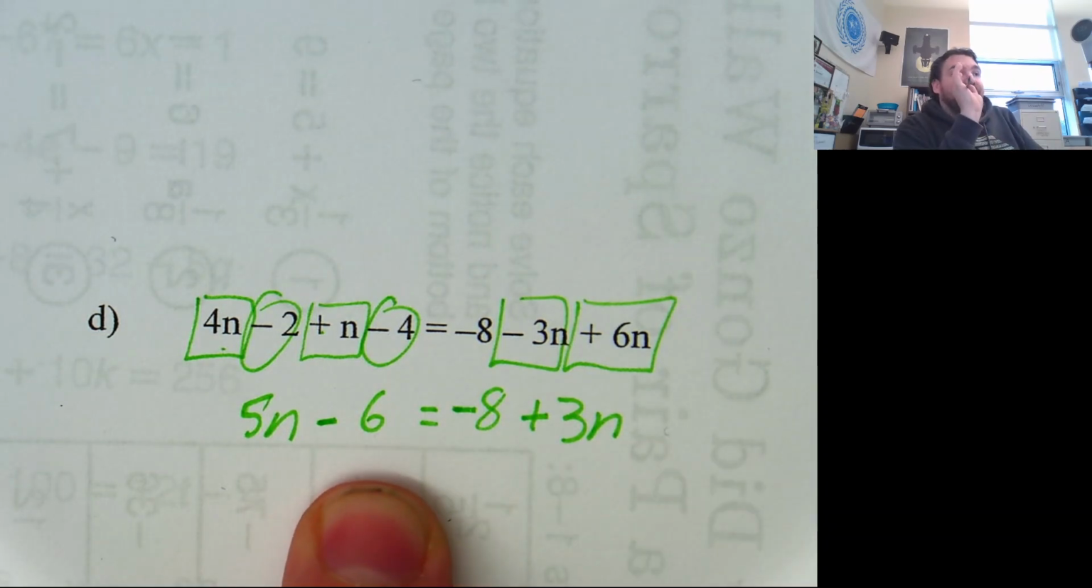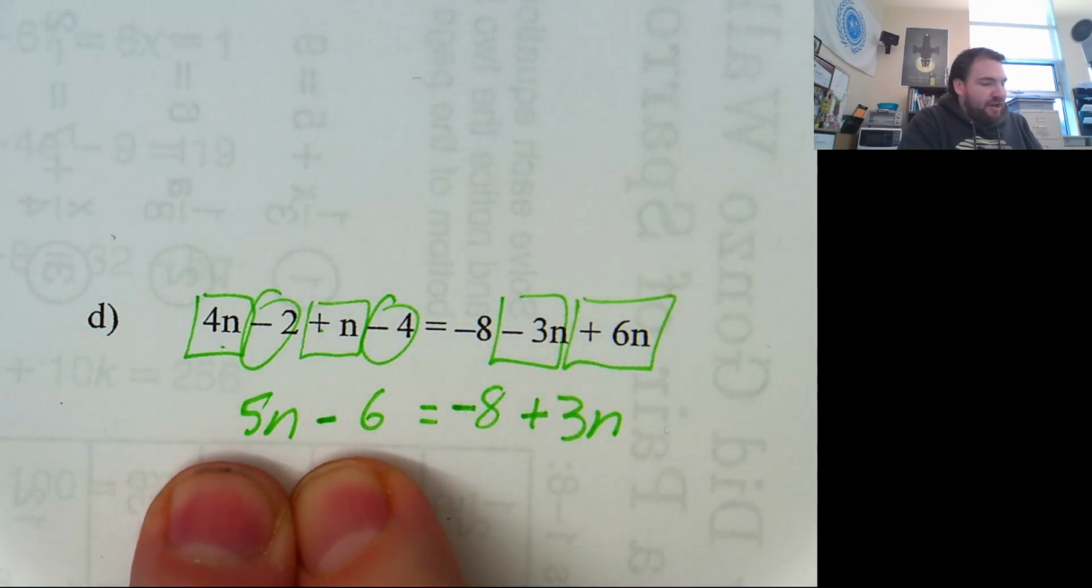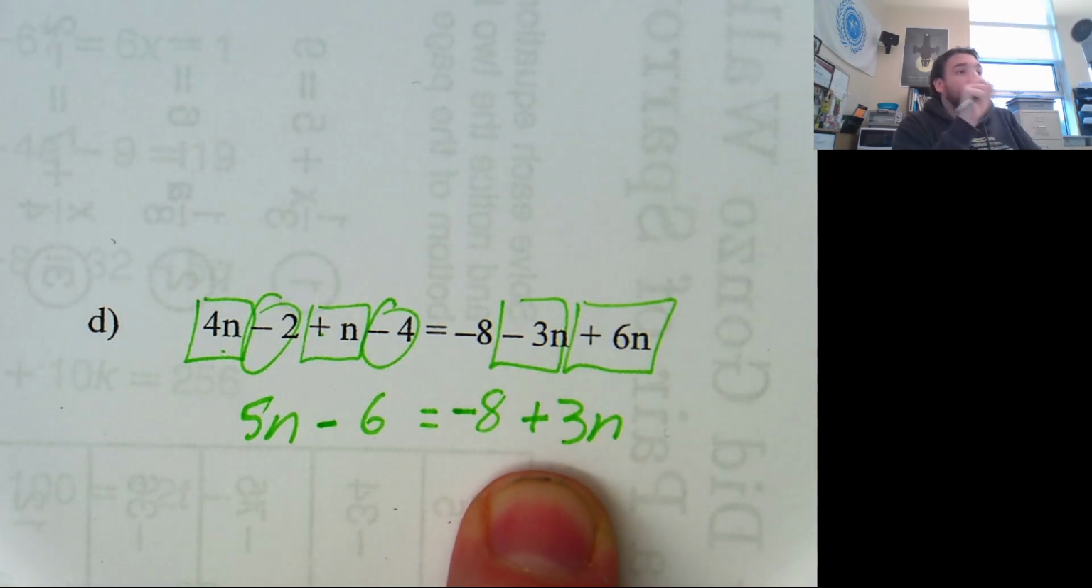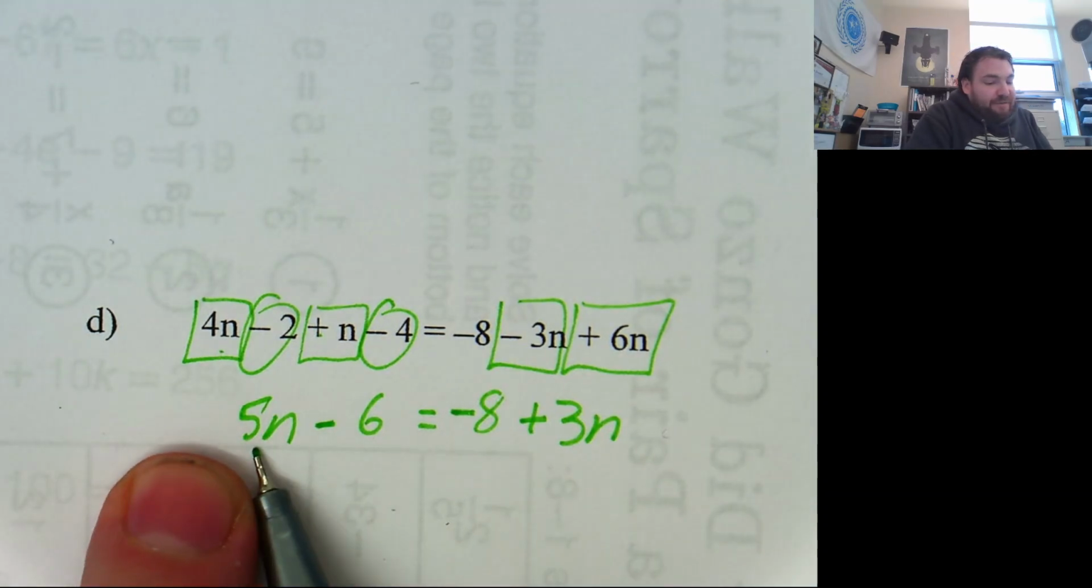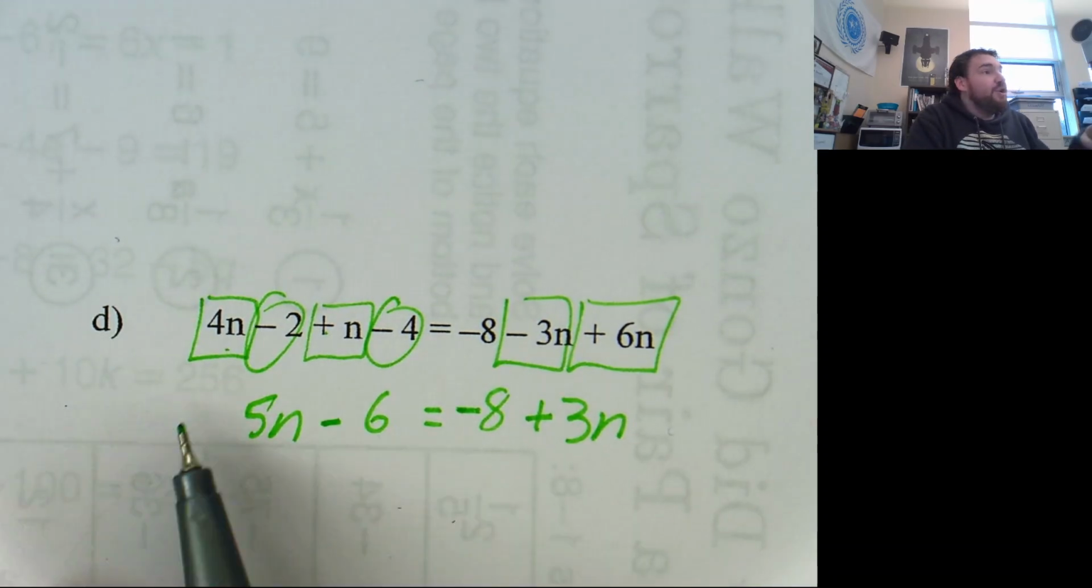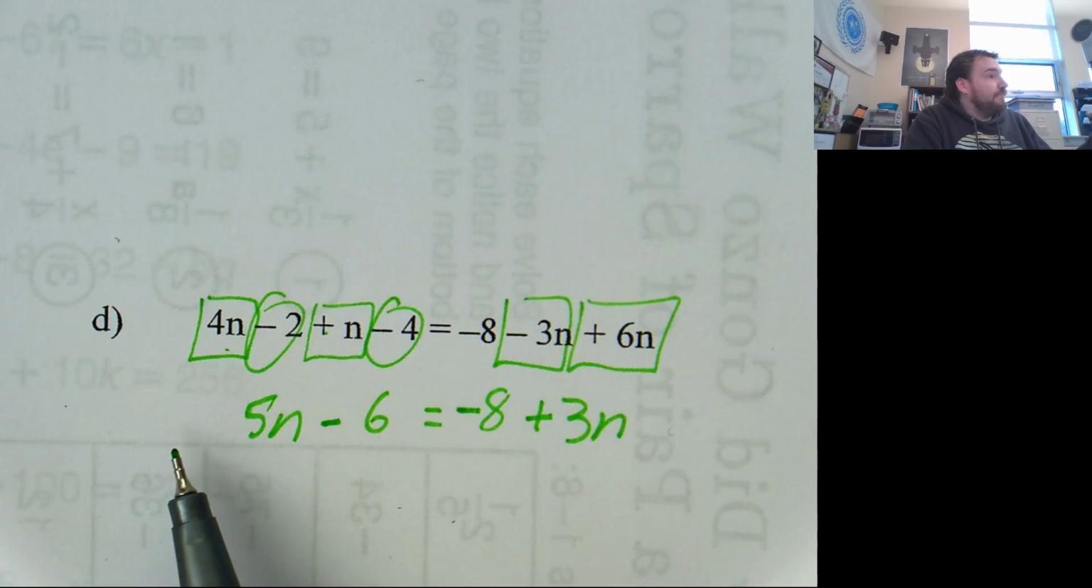Now, we don't have to do both methods. We just want to pick the method that's going to give us positive variables. I've got a 5n on the left, and I've got a positive 3n on the right. Which way will bringing the variables keep them positive? Bringing the positive 5 over or the positive 3 over? You have to think about how it's going to happen.